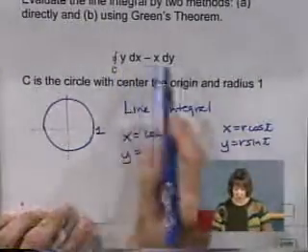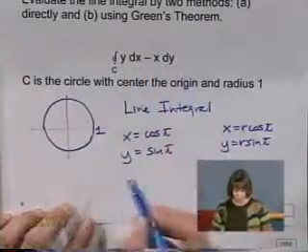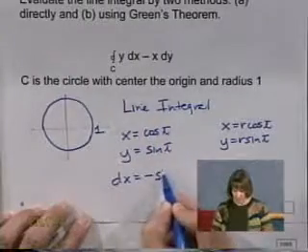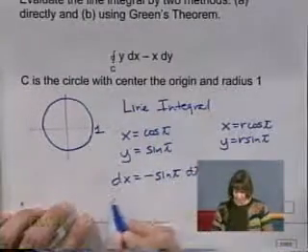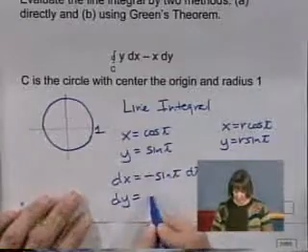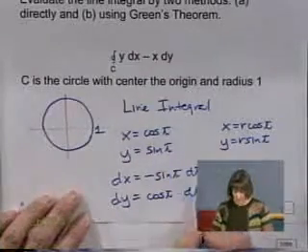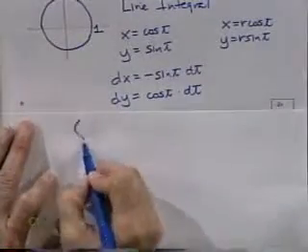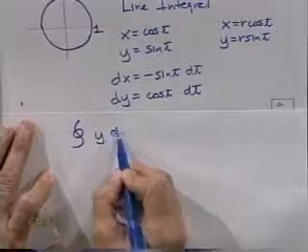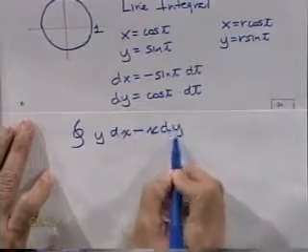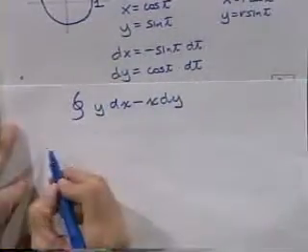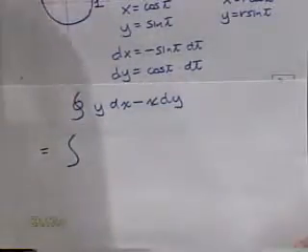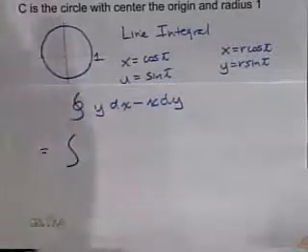And before I jump in, I might as well find out what dx and dy are. If x is cosine t, dx is the derivative of cosine t, which is minus sine t dt, and dy is the derivative of sine t, which is cosine t, times dt. All right, and I'm going to take that parametric representation and plug it into y dx minus x dy. Okay, and what's t ranging from? As I go around that circle, t is going to be ranging from 0 to 2 pi, absolutely.